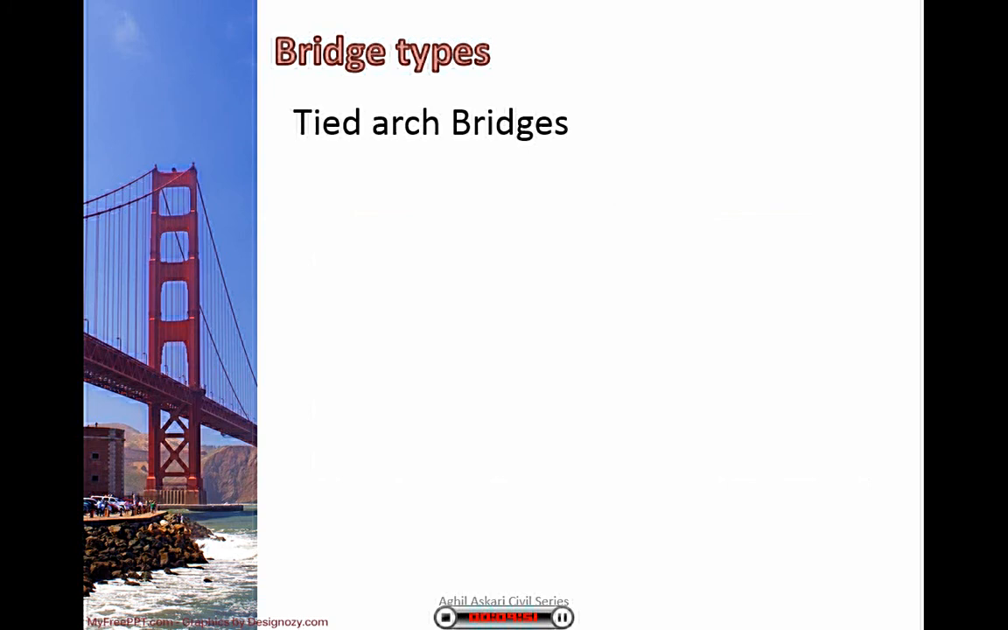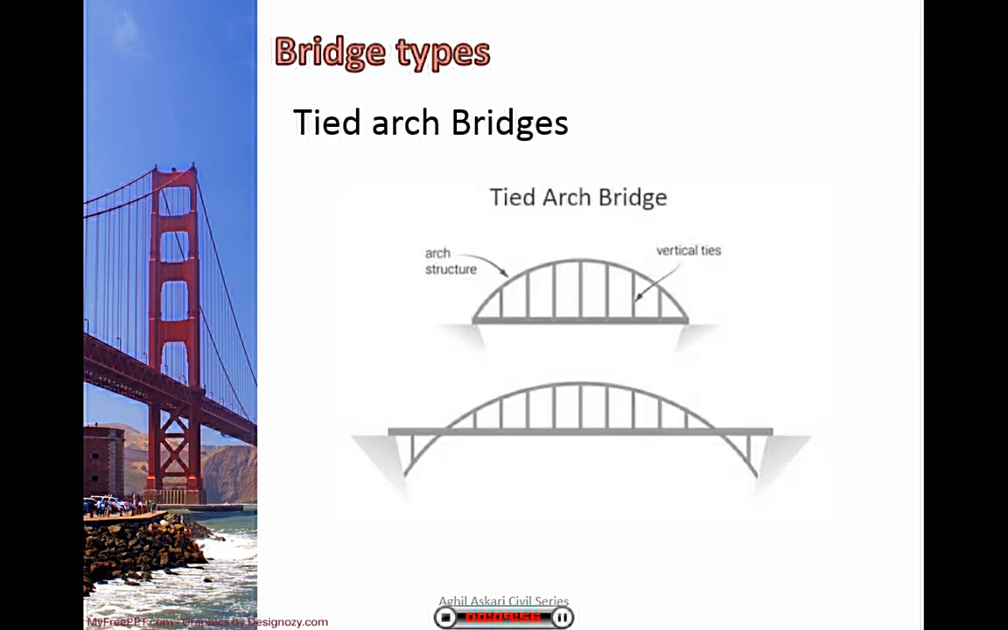Okay, next one is tied arc bridges. What is a tied arc bridge? The tied arc bridge is a fascinating design which incorporates an arc structure supported by vertical ties between the arc and the deck. The tips of the arc structures are connected by a bottom cord. This acts in a similar fashion to the string of a bow.